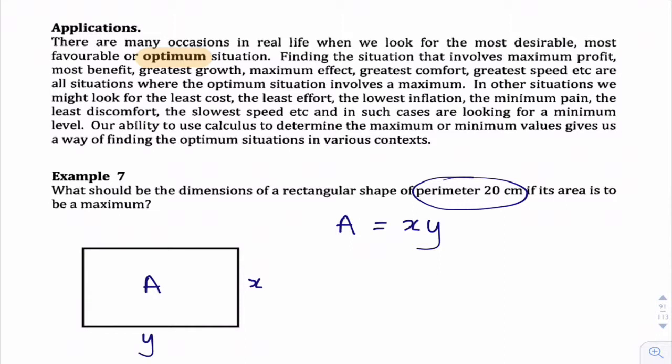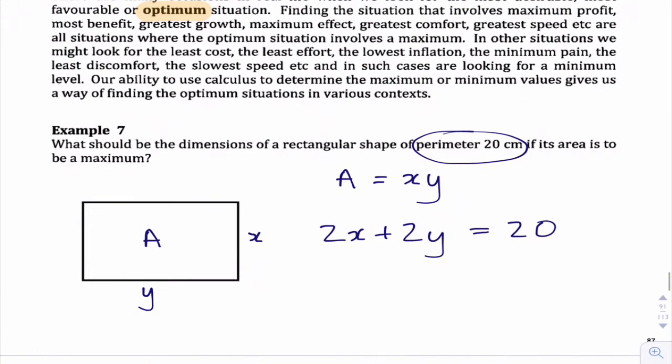The fact that the perimeter is 20 means 2x plus 2y is equal to 20. Alright, so I'm going to rearrange this equation here so I get one variable on its own, and I'll choose y. I could have chosen x to get on its own, but I'll choose y. So I get y is 10 minus x, dividing both sides by 2.